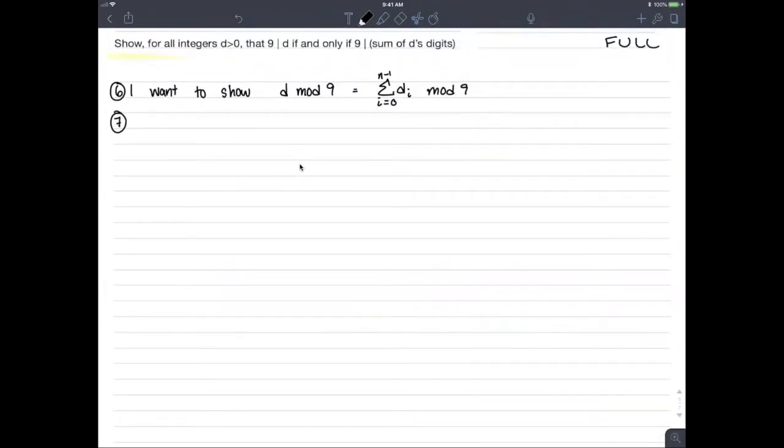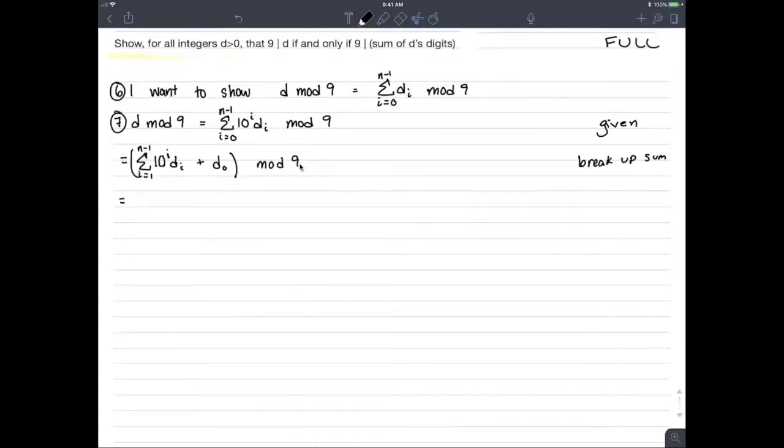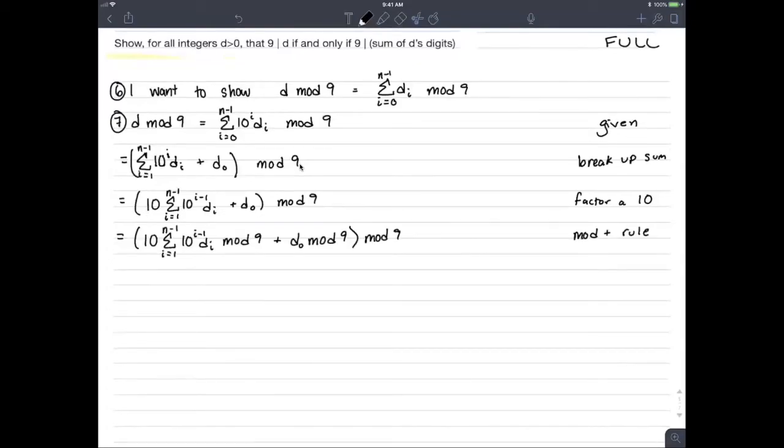But now in step 7 is when we can break down the problem a little differently. So we can start out with our given, and now we can take off the least significant digit. Now we can factor out a 10 from this term. And we can do this because now the smallest term would be 10 to the 0 again. Now we can apply the mod sum rule. Now what we can do is, this is 10 times another number, right? So we can apply the mod times rule.